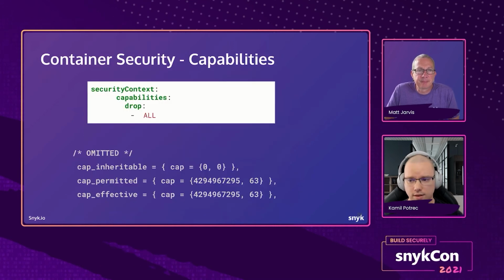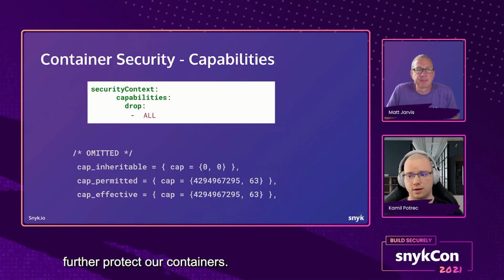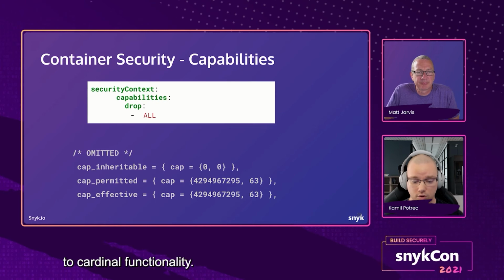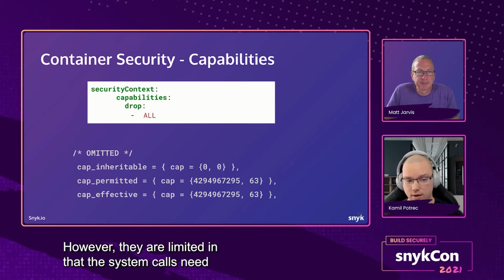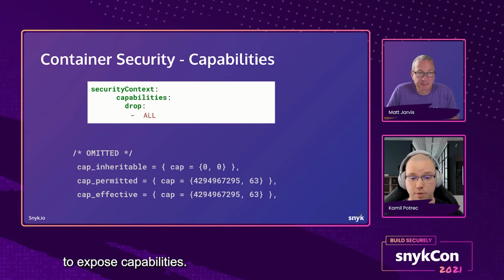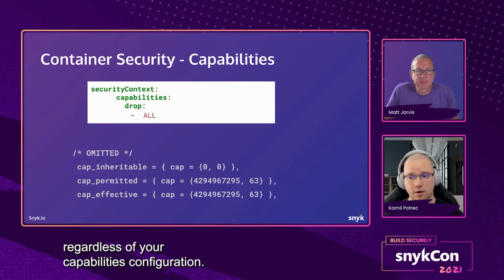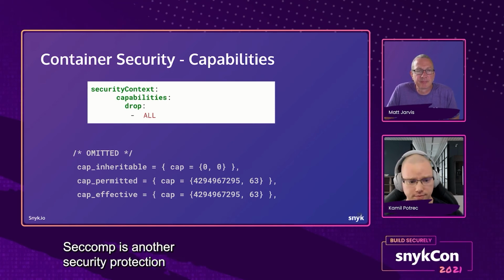So let's talk a little about how we can further protect our containers. Capabilities allow us to provide granular controls to kernel functionality. However, they are limited in that the system calls need to expose capabilities. Some system calls are still accessible regardless of your capabilities configuration.